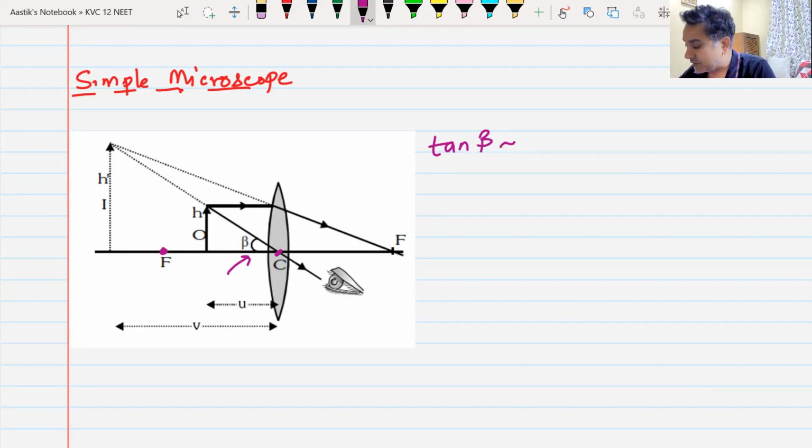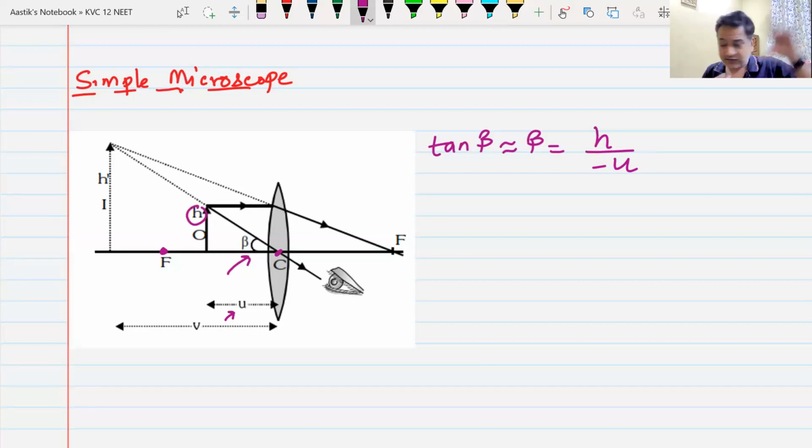This tan of beta will be approximately equal to beta, and that, as you can see from the diagram, my dear friends, will be equal to h divided by minus u. This is h, the height, and u is the distance. So from this right angle triangle, tan of beta will be h divided by minus u with the sign convention. Do we understand this? Yes or no? This is the first thing that you should remember, that this angle beta is h divided by minus u.